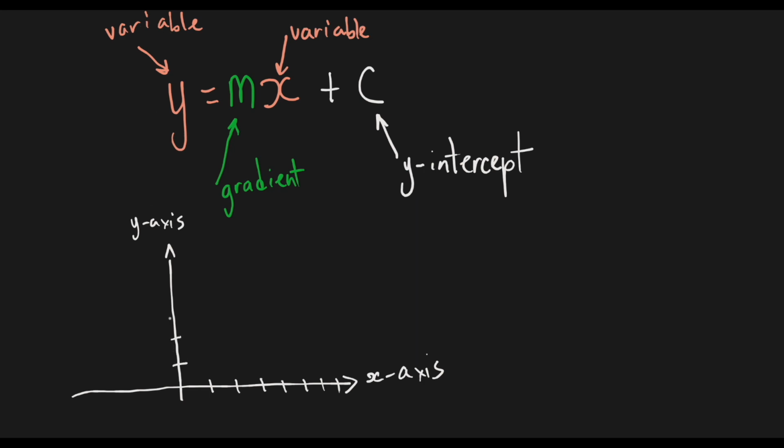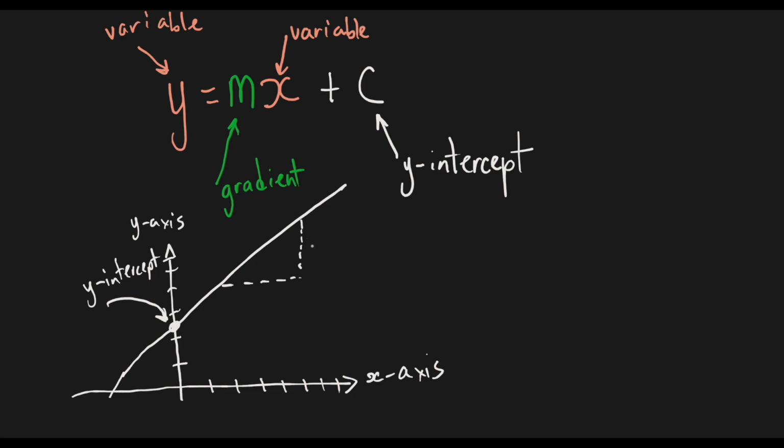So this would represent points of x along this axis, and the y variable would represent things along the y-axis. Now what a gradient basically tells us is at what rate y is increasing or decreasing. The y-intercept tells us where it crosses the y-axis. If we had a line here passing through this graph, this here would be our y-intercept. The gradient tells us how steep it is.